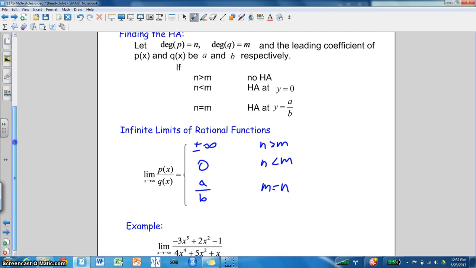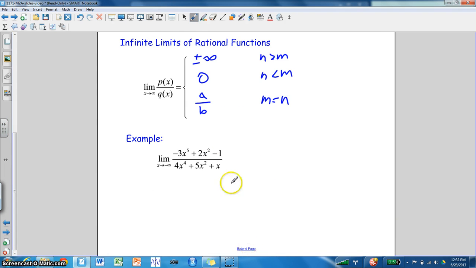Okay, so then lastly, if we look at this example here, I have two polynomials. This one has a degree of 5, this one has a degree of 4. So the degree of the numerator is greater than the degree of the denominator. Okay, so it's going to be one of these forms of infinity. But how do we decide which one? Well, let's look at the approximation that we did with polynomials.